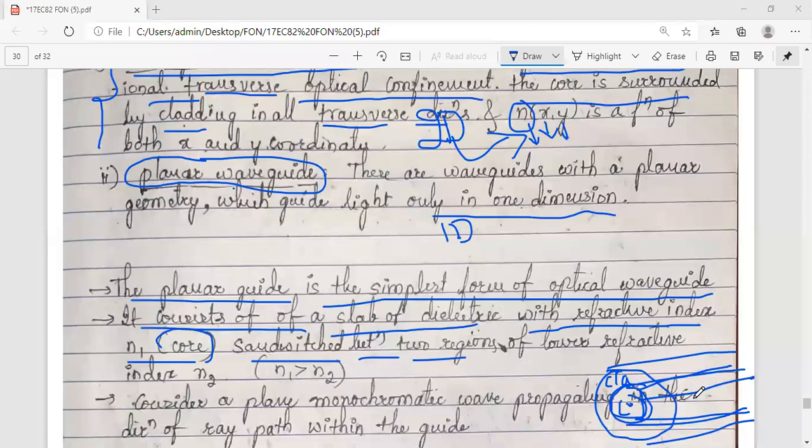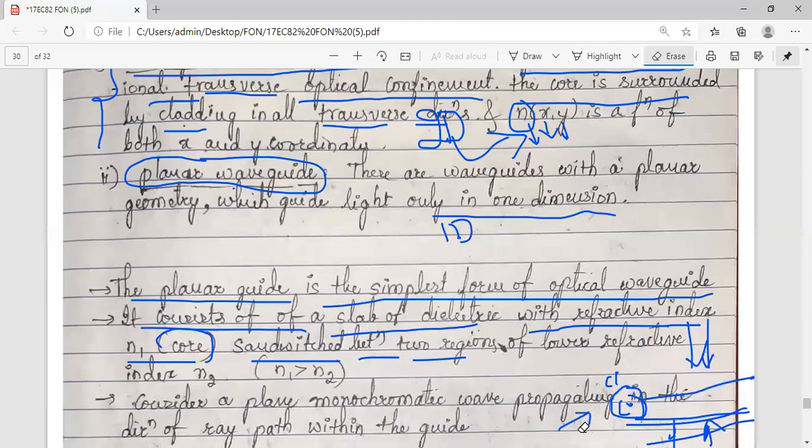Centrally we have the core. It is sandwiched between a material having refractive index N2, whose value is lower than the core. That's why we call it cladding. The cladding is surrounding it, and only centrally do we have the core. This is the simplest form of the optical waveguide. This is nothing but a planar waveguide, which we have considered till now for all our derivations: ray theory, acceptance angle, numerical aperture. For everything we considered the same structure.